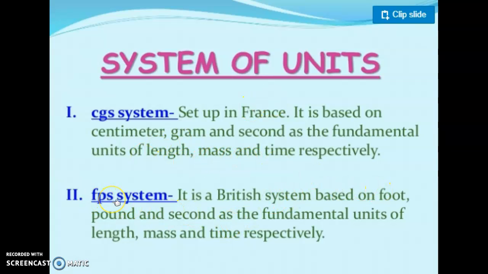Now for the FPS system. The FPS system was started by the British. Here F stands for foot and it is a unit of length. P stands for pound and it is the unit of mass. S stands for second. So it is a British system based on the foot, pound and second as the fundamental units of length, mass and time respectively.